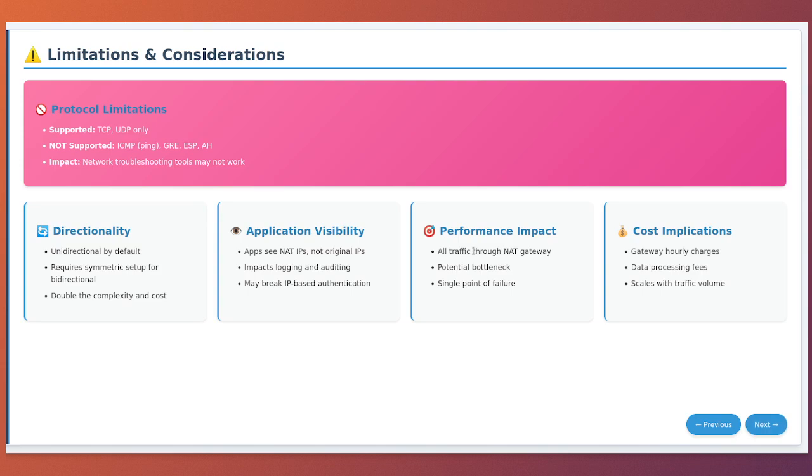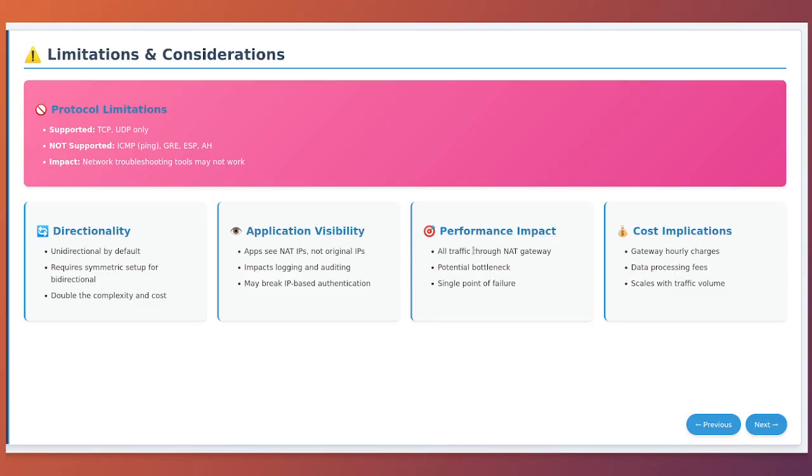Limitations and considerations. Private NAT is powerful, but it has important limitations you need to understand before implementing it in production. The biggest limitation is protocol support. Private NAT only works with TCP and UDP/ICMP, for example ping, and other protocols are not supported and will be dropped silently. Application awareness is another key consideration.